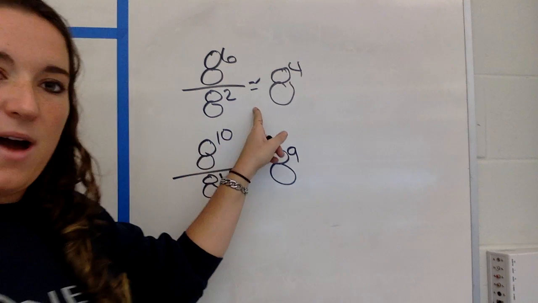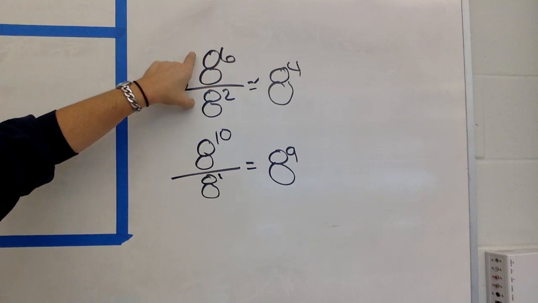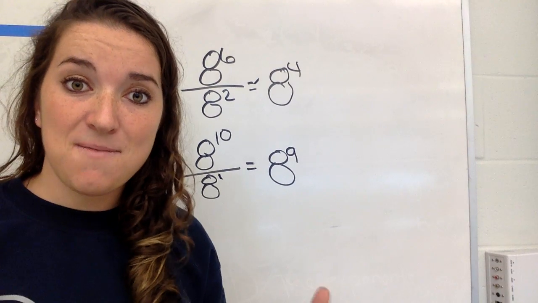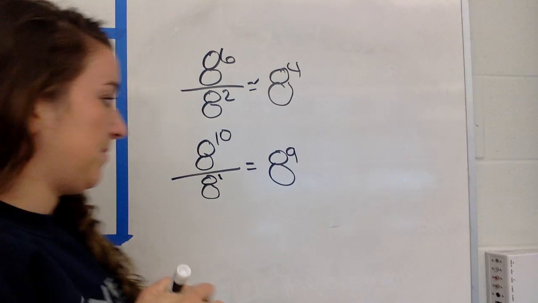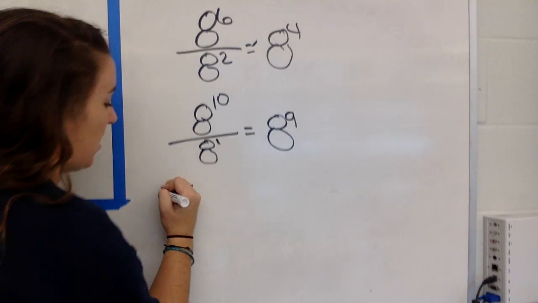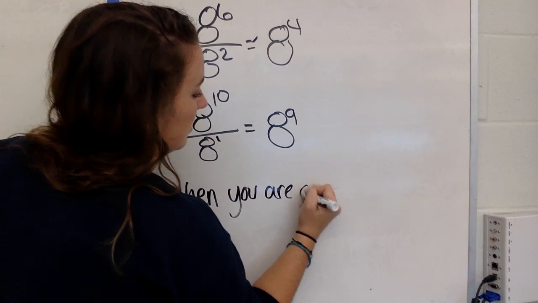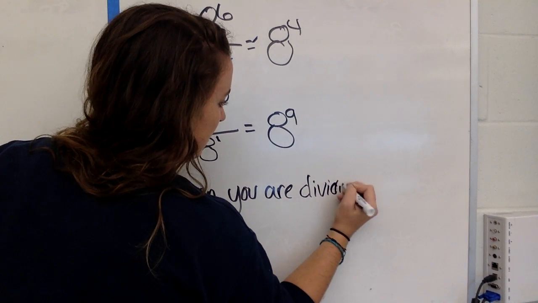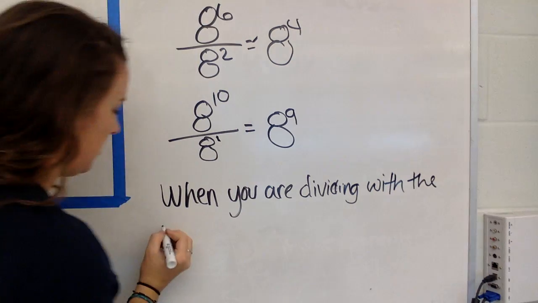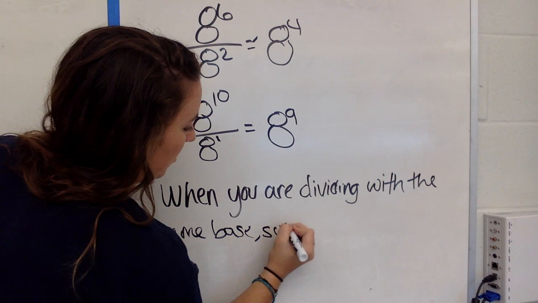All right, so now let's look at these again and try and figure out our rule. We have 8 to the 4th power up top and 8 to the 9th power down here. How do we get from 6 over 2 to 4? Right, when we're dividing with the same base, we subtract our exponents. So under write the rule, when you are dividing with the same base, subtract your exponents.